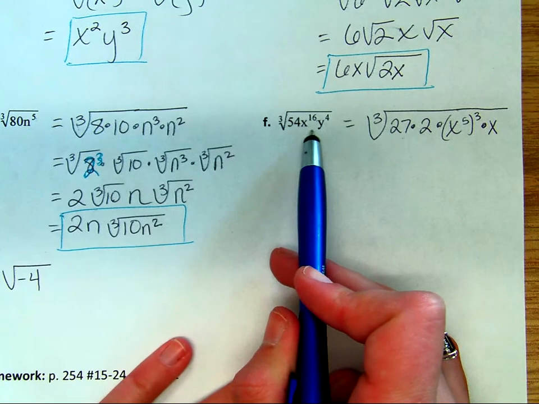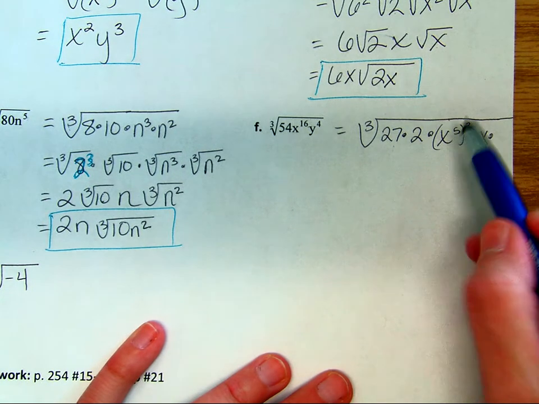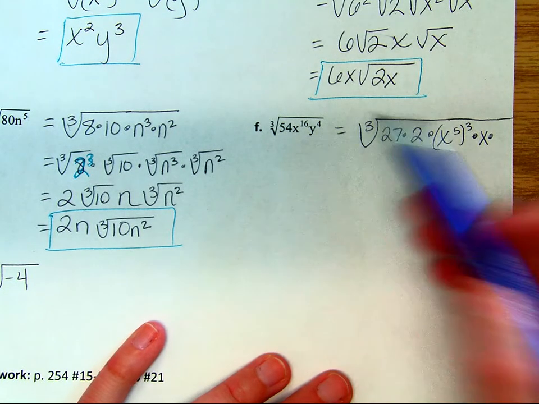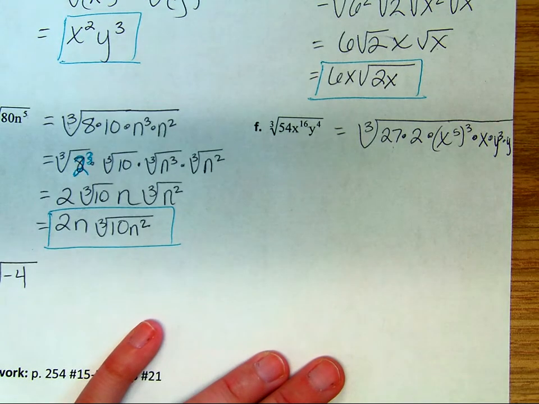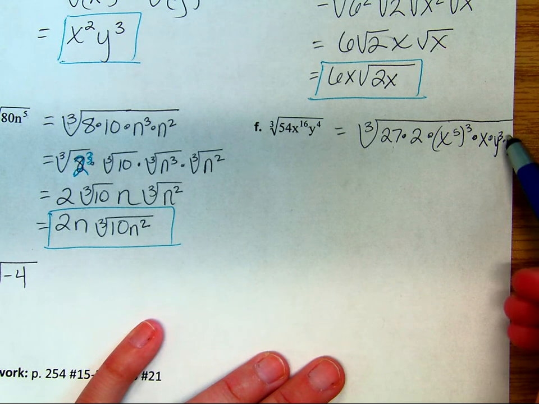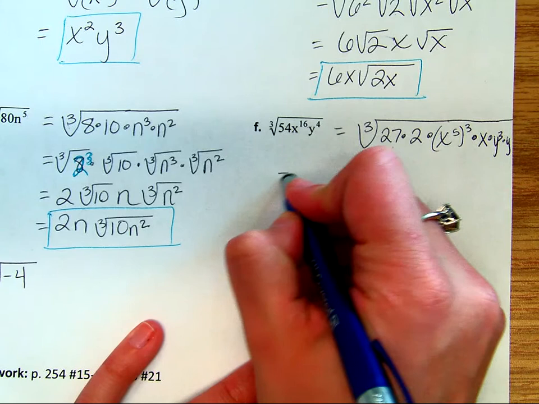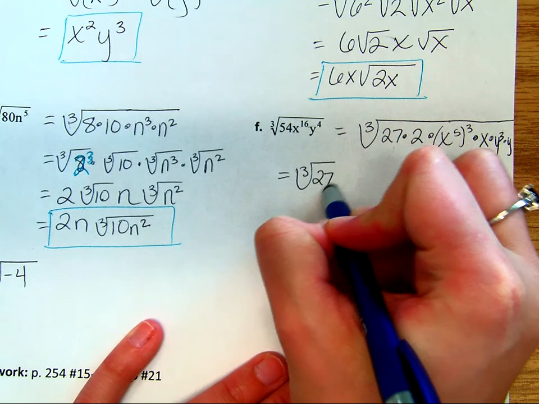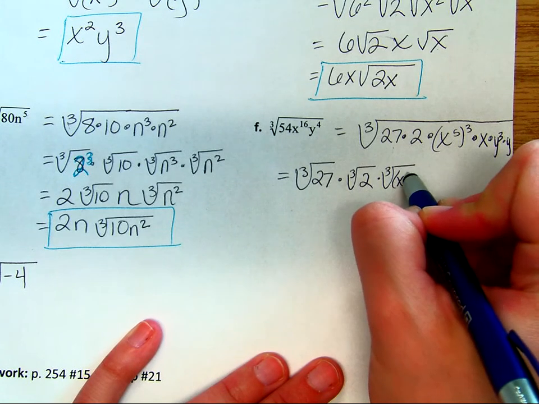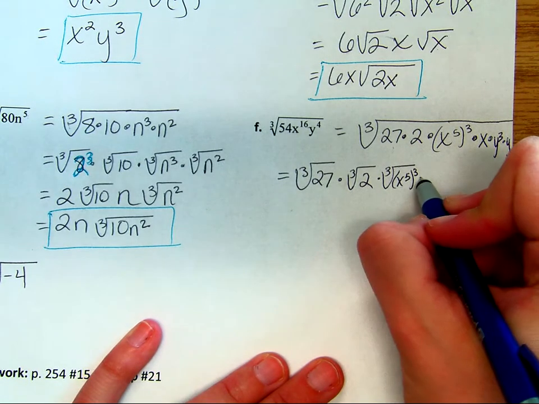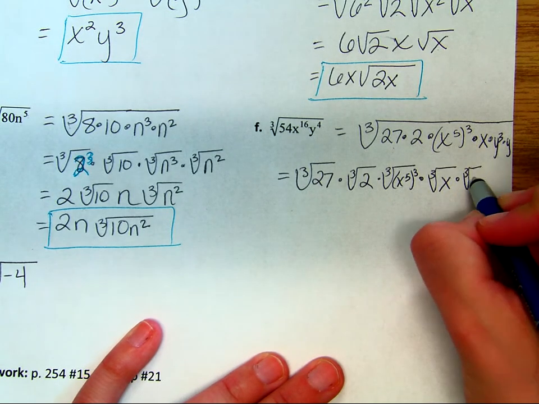Y to the 4th, 3 does not go into 4, so there's no way to write 4 as something times 3. So I'm going to rewrite this as y cubed times y. Sorry, it's kind of crammed there. But because I want at least one perfect cube, then I've got 1 left over because it was y to the 4th. Okay, let's separate this into the cube root of 27 times the cube root of 2 times the cube root of x to the 5th cubed times the cube root of x. Oh, I'm running out of room again. Times the cube root of y cubed times the cube root of y.